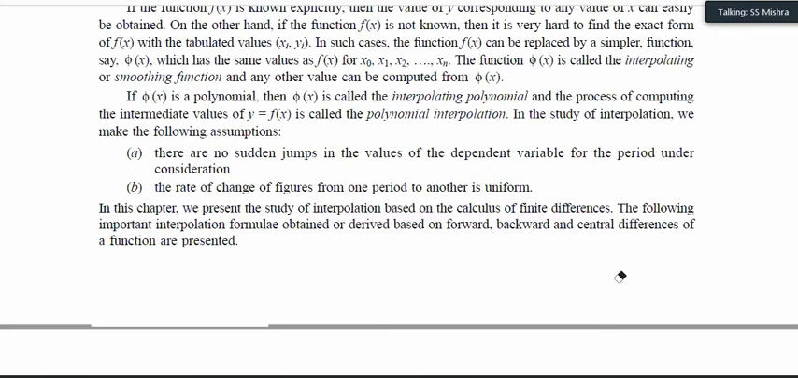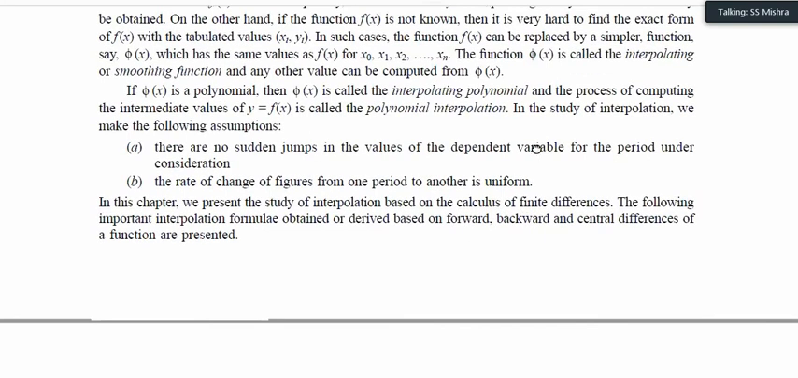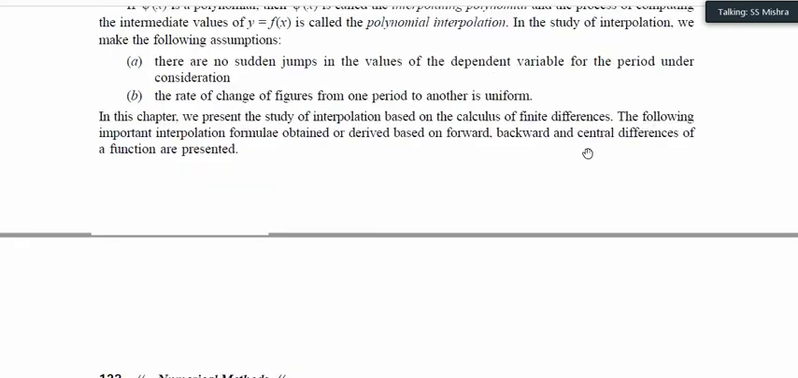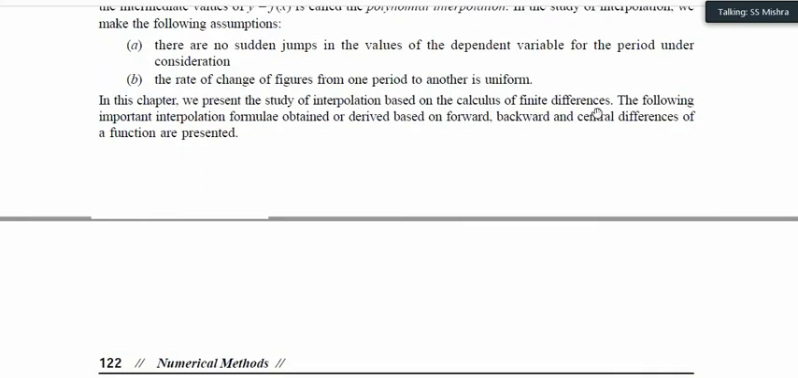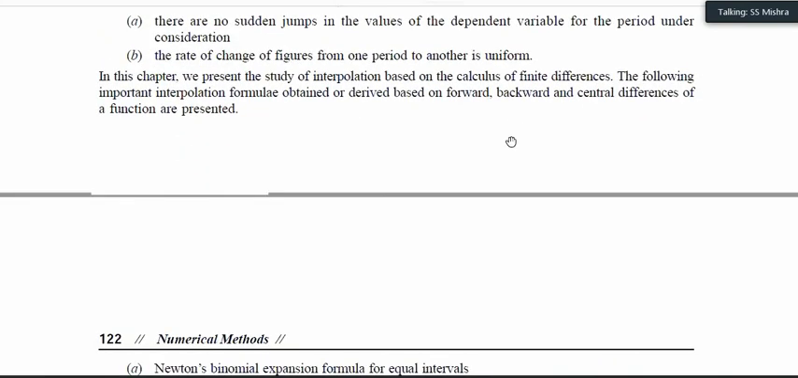These differences are of several types. We will talk about the forward difference, the backward difference, and the central difference. So how many types of finite differences? We will talk about three types of finite differences. The first is the forward, the second is the backward, and the third is the central.